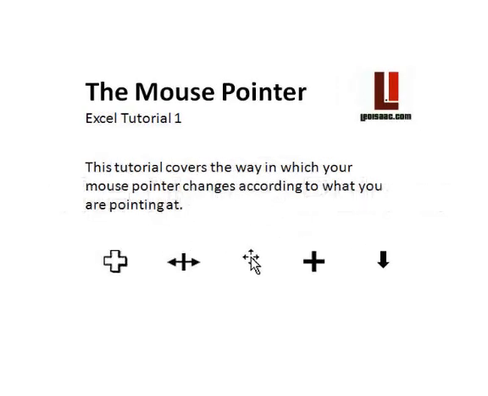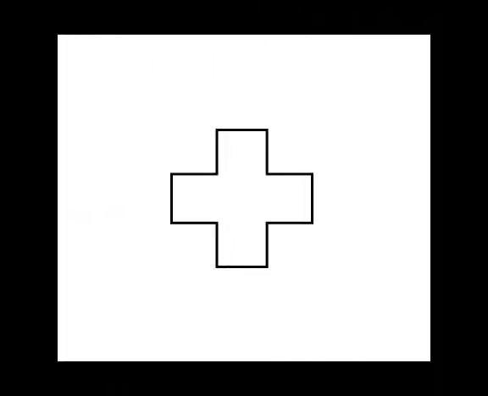If you are new to Microsoft Excel, one of the first things you'll need to come to grips with is how to use your mouse to interact with a worksheet. In particular, you need to be able to recognize and understand how your mouse pointer changes shape according to what you're pointing at. In this tutorial, you will see these changes and what they mean.